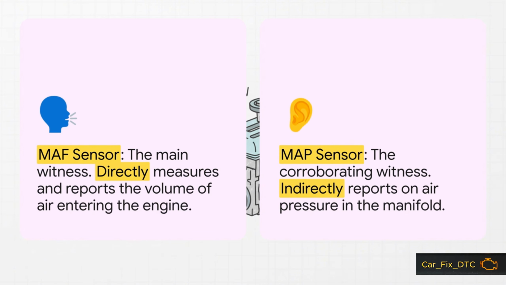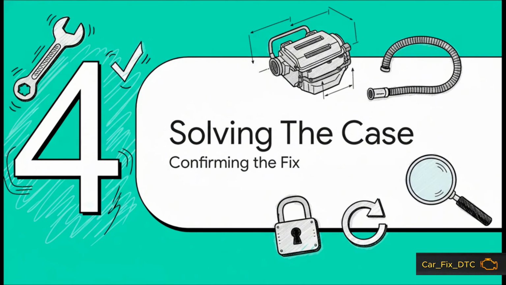The computer looks at both reports. It says, okay, if the MAF sensor is right, then the pressure the MAP sensor sees should be about this much. If their stories don't line up, well, the computer knows one of them is lying, and it sets a code.